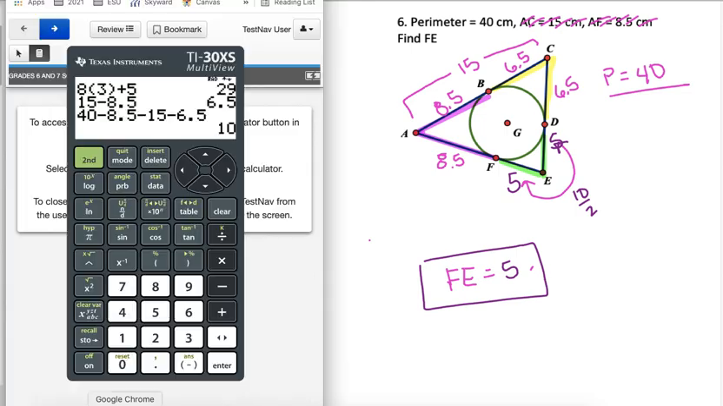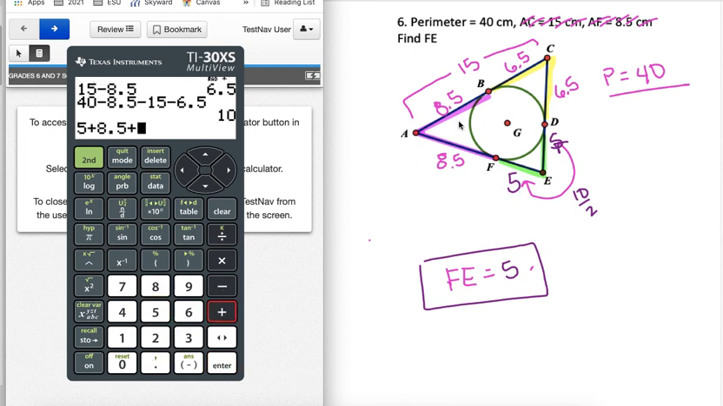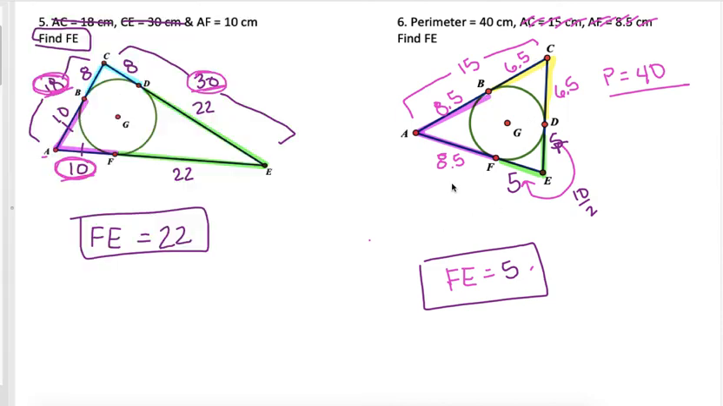And again, I can check my answer a couple of different ways. I could say, okay, let's walk around this, make sure it adds up to 40. So 5 plus 8.5 plus 8.5 plus 6.5. I'm just walking around here. 6.5 and 5 takes me all the way back. 5 plus 8.5 plus 8.5 plus 6.5 should add up to 40. That I know I've done correctly.